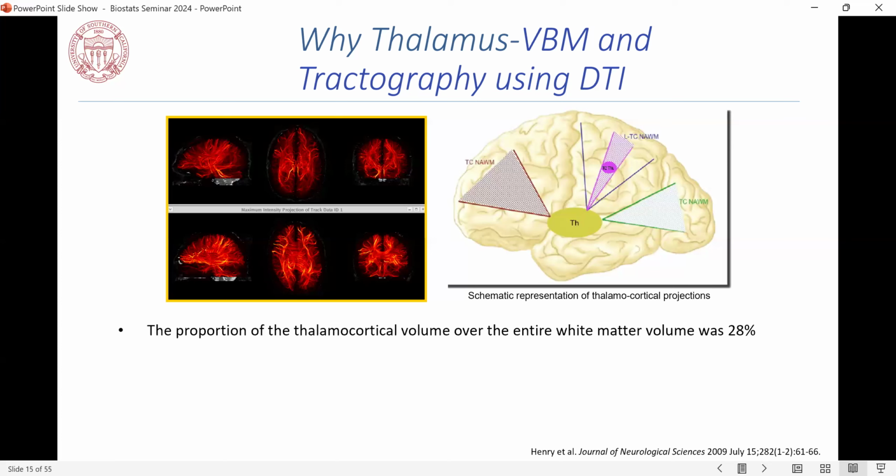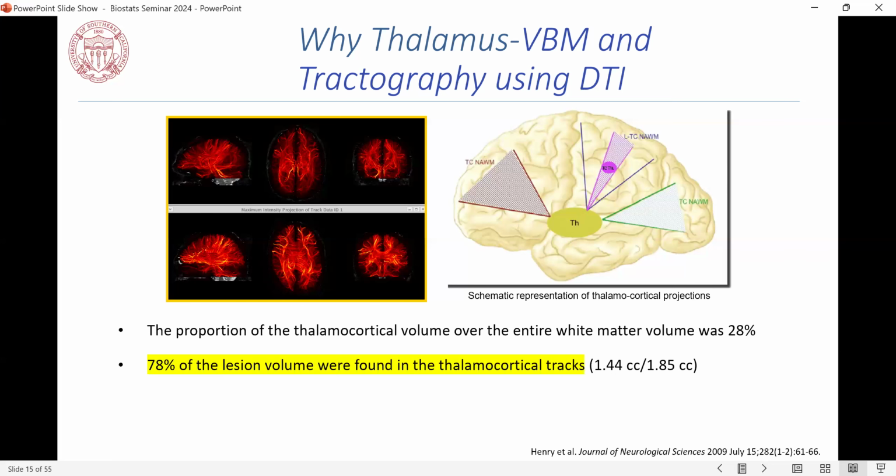By looking at these tracts, we can see that the proportion of the thalamus volume over the entire white matter volume is about 28%. But look at this: 78% of the lesion volume was found in the thalamus tract. So the majority of the lesions, the white matter damage, is in the thalamus tract.